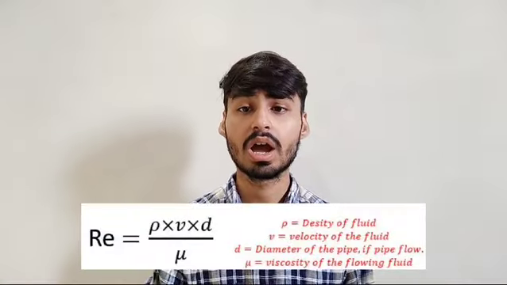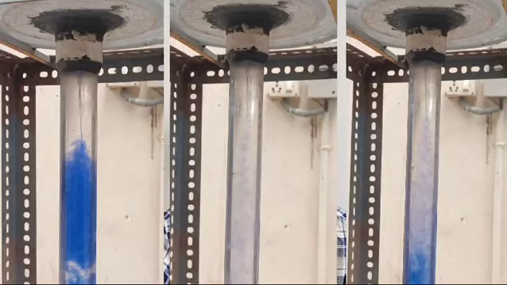To measure the Reynolds number, we use the formula rho V D by mu. After putting all the values, if the Reynolds number is below 2000, then it is laminar flow. If the Reynolds number is between 2000 and 4000, then it is transitional flow. And if the Reynolds number is above 4000, then it is turbulent flow.